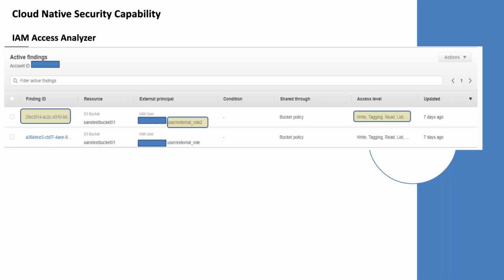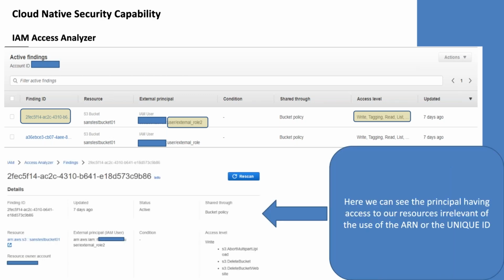And so we're going to click on the finding here, but you can see the access levels as well. It could be a method by which you can determine, hey, is that too much access? They have write access to it. Maybe that's not what you want for that role. Maybe they just need list or read. So if we click on that finding, right, you also have a blowout of all of the access levels within the API. So you're going to get down to the nuts and bolts of what that principal can do to that resource. You can see it's shared through a bucket policy.